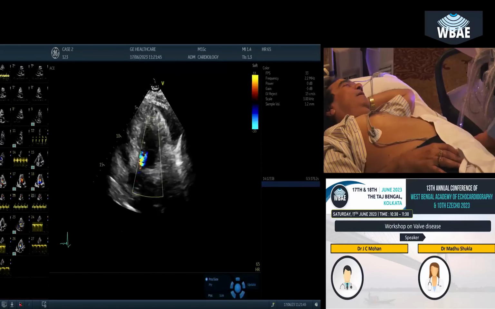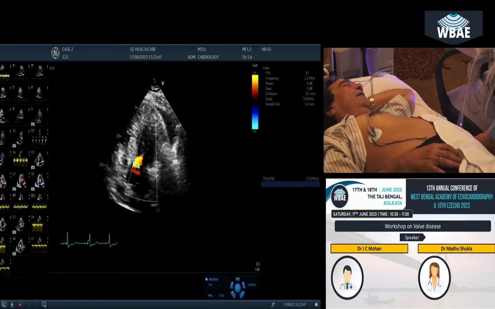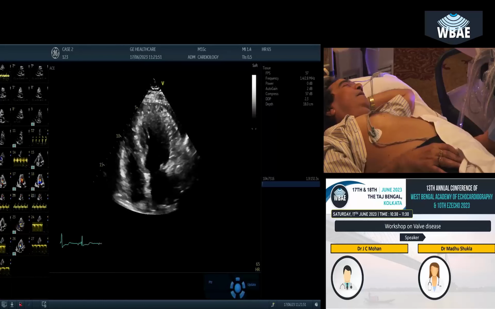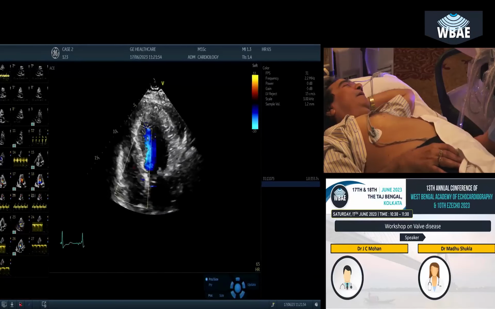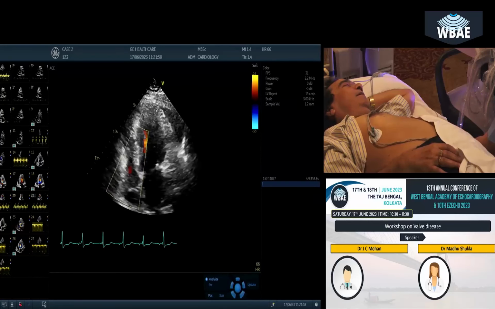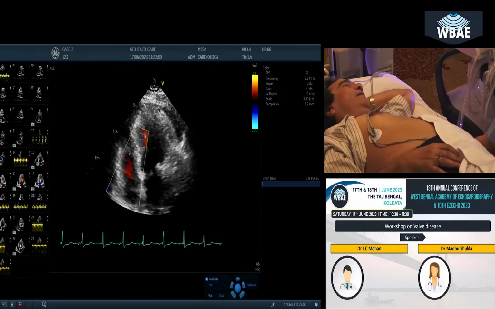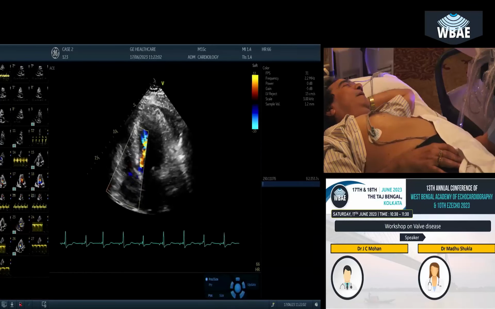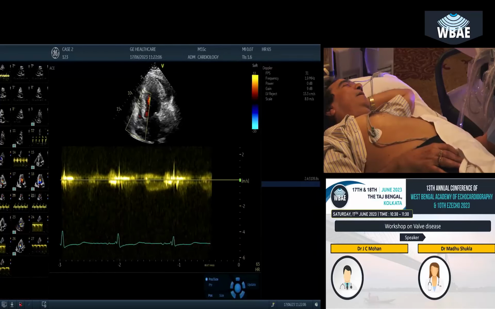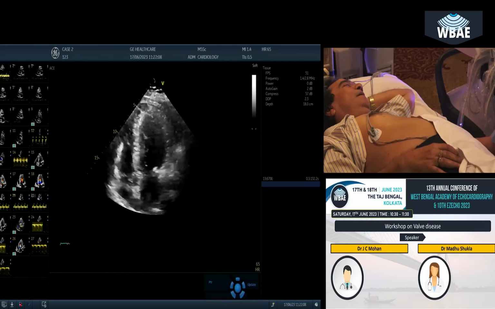Just scan the RV cavity, to see if there is a gradient in the RV cavity. RV cavity. Yeah. Okay. And measure the subcostal view RV wall thickness. There is none actually. It is not there. So, get back to the subcostal view, Dr. Madhavan. Let us look at the RV free wall.